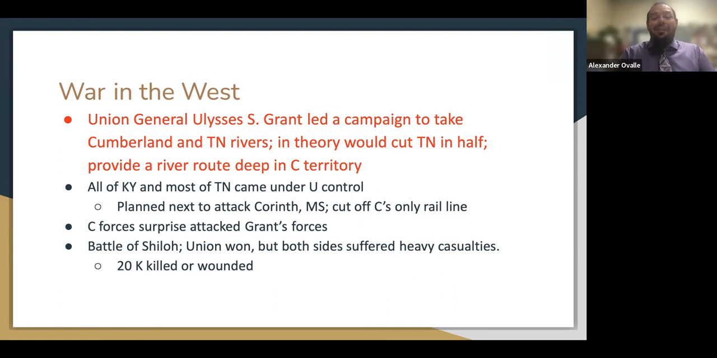It's called the Battle of Shiloh. The Union will win, barely. Both sides suffered heavy casualties. Between the two, about 20,000 people were killed or wounded. It might be half and half, but on average.